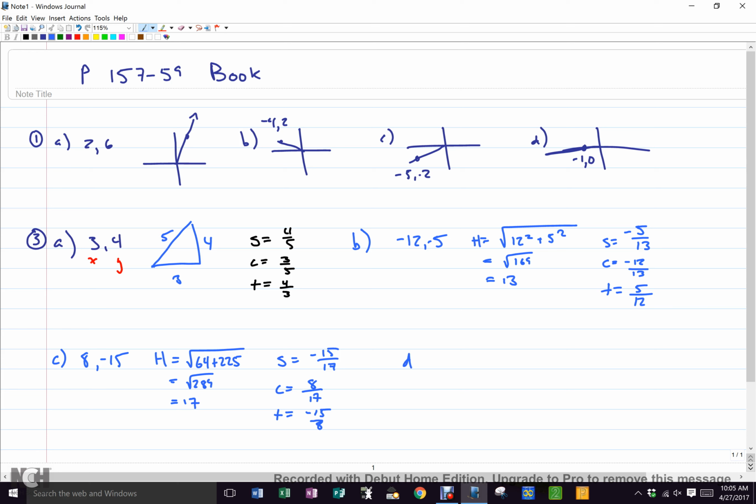And D was (1, -1). So your hypotenuse equals root 2. So your sine is negative 1 over root 2. Your cos is 1 over root 2. And your tan is negative 1.